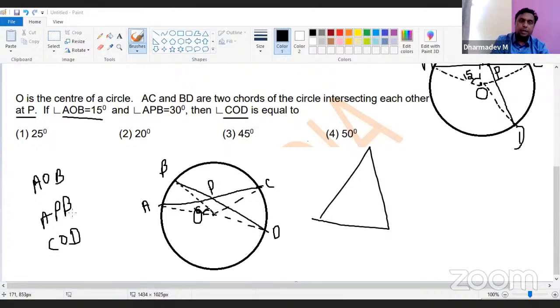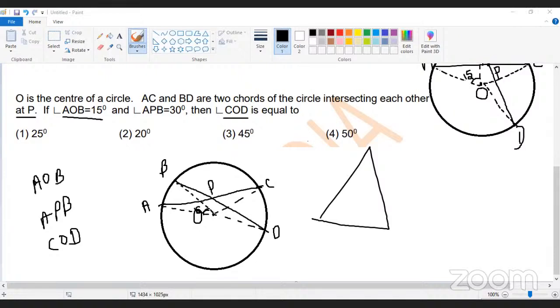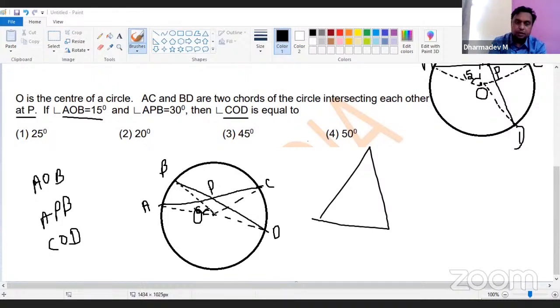So when you take APB, that is 30 degrees, how much is remaining? Good, 150 is remaining. Now they have given a clue that AOB is 15, APB is 30. So APB is making 30. We can look at it, it is 15 and the same center line. When you take it with the intersecting point, it makes 30. It has been doubled. Can I say it is doubled? Yes.